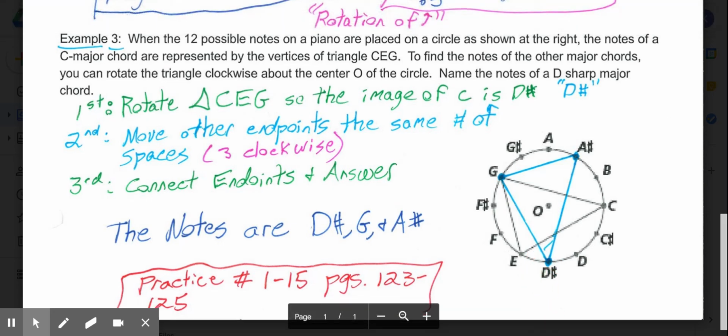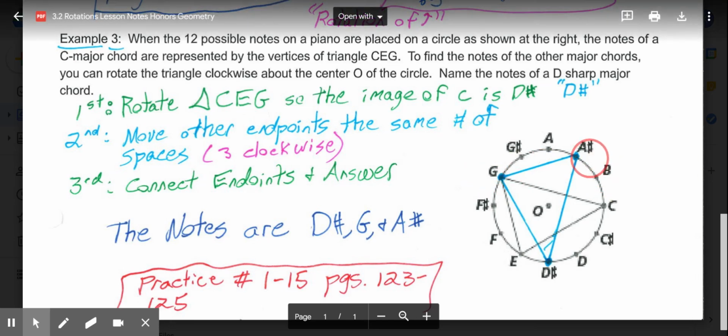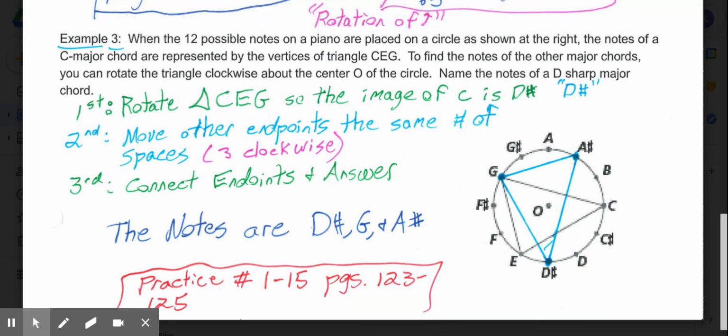Then I'm going to take point E and move it 1, 2, 3 clockwise points. And then G from my original triangle, rotate it 1, 2, 3 clockwise points. So now my new endpoints for the D sharp major would be D sharp, G, and A sharp. So the notes in this case for the D sharp major chord would be D sharp, G, and A sharp.